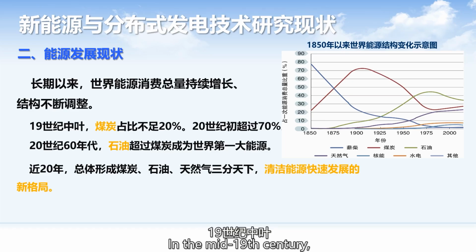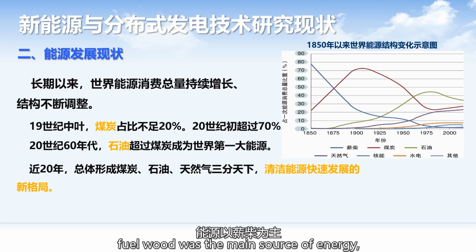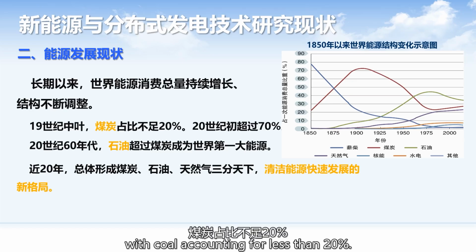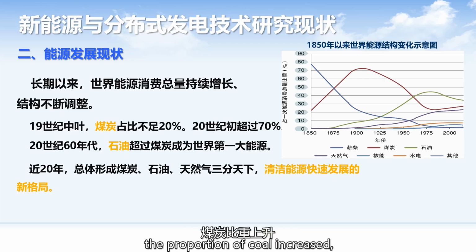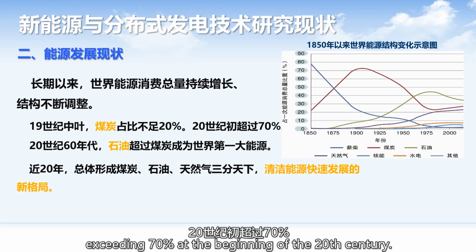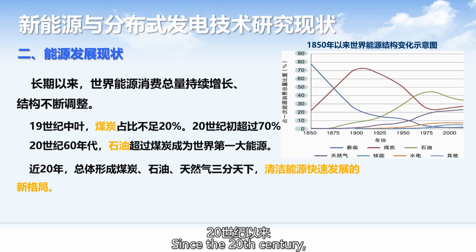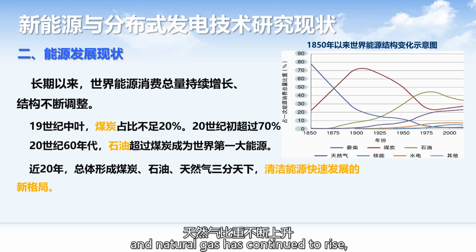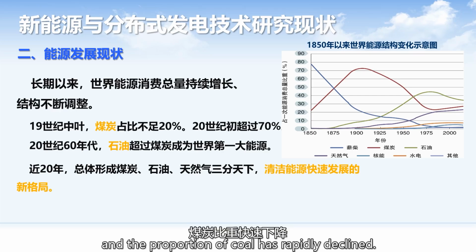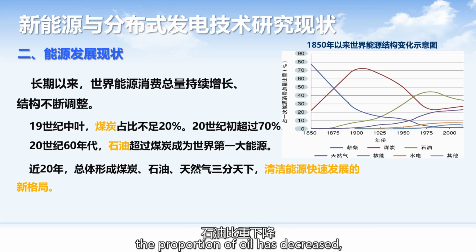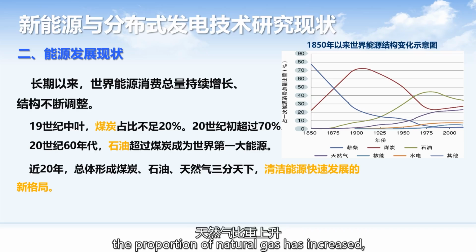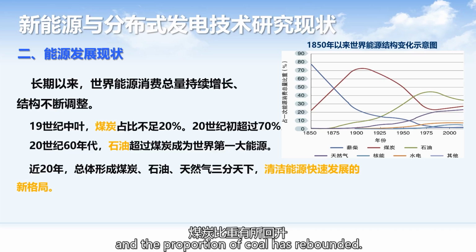In the mid-19th century, fuel wood was the main source of energy, with coal accounting for less than 20%. With the advancement of the Industrial Revolution, the proportion of coal increased, exceeding 70% at the beginning of the 20th century. Since the 20th century, the proportion of oil and natural gas has continued to rise, and the proportion of coal has rapidly declined. After two oil crises, the proportion of oil has decreased, the proportion of natural gas has increased, and the proportion of coal has rebounded.